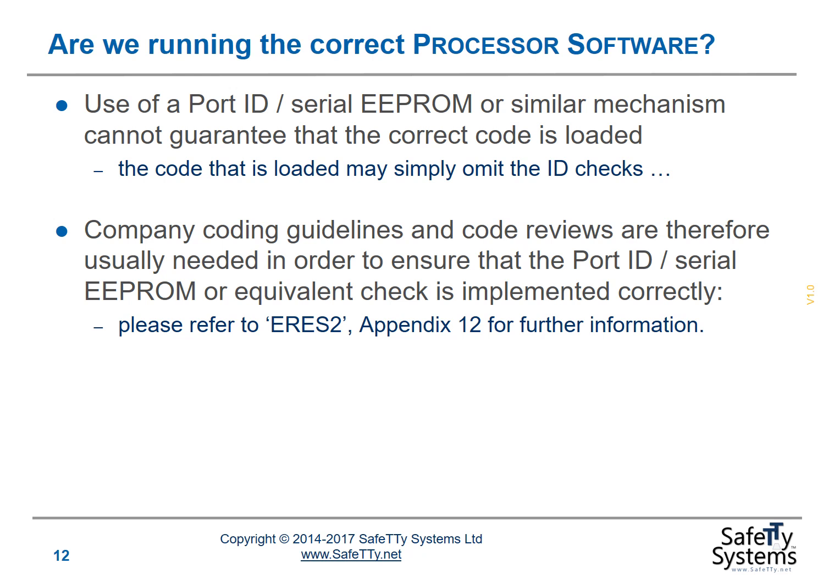So use of a port ID, a serial EEPROM or a similar mechanism cannot guarantee that the correct code is loaded. The code that we load may simply omit the ID checks. For example, it may not check the port ID or it may not access the serial EEPROM. Company coding guidelines and code reviews are therefore usually needed in order to ensure that the port ID or equivalent check is implemented correctly. Please refer to the ERES2 book, Appendix 12, for some further discussions about this matter.